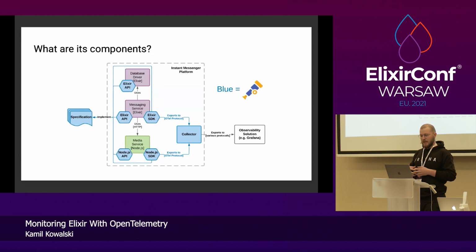So that's pretty awesome. And then we have implementations of the spec. So we have, for example, the Elixir API, right? That's for the language. For Elixir, we built an API library that allows us to instrument the app. It's the same for Node. There's a Node.js API, and there's also an SDK, Node.js SDK, Elixir SDK.